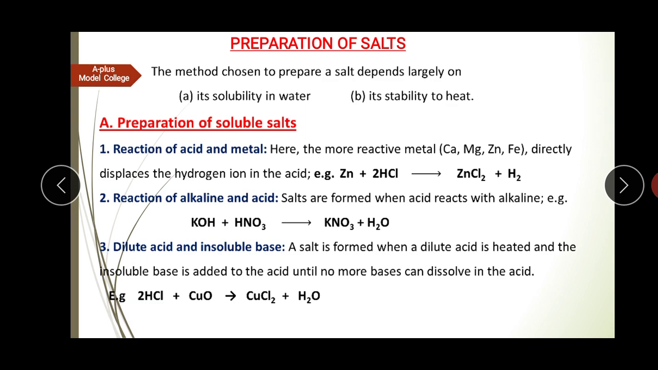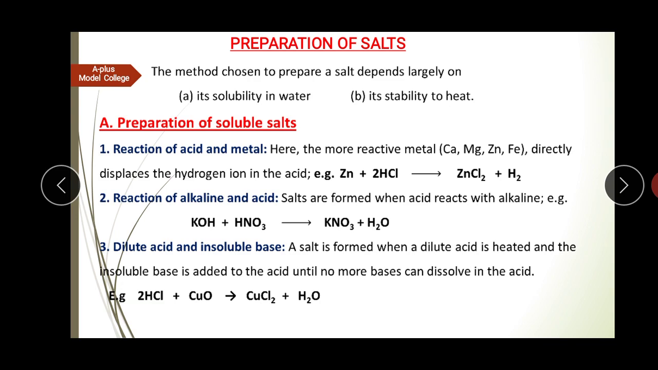The second one is the reaction of an alkali with an acid. Don't forget, an alkali is a base, a soluble base. When we react an alkali with an acid, what salt will be formed? And don't forget, that is more or less the neutralization I talked about, because whenever you react acid with base or acid with alkali, you have salt and water being formed. That is exactly what we call a neutralization reaction: a reaction between acid and base to form salt and water. So the reaction in number 2 here is an example of that.